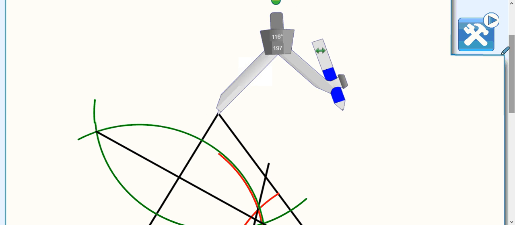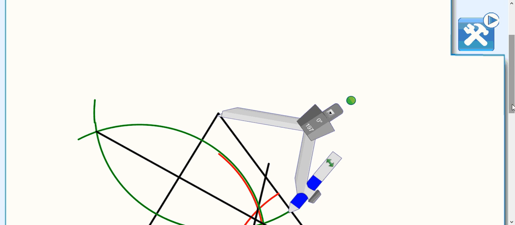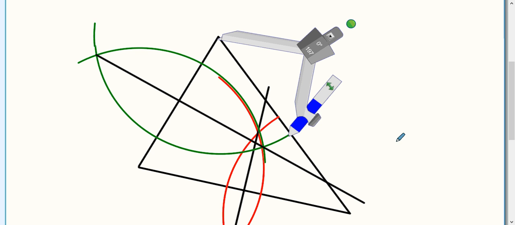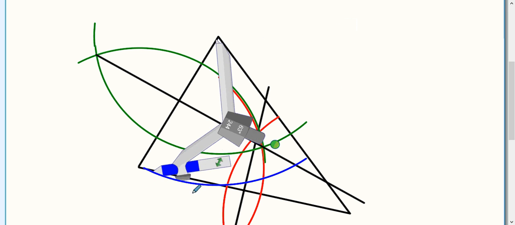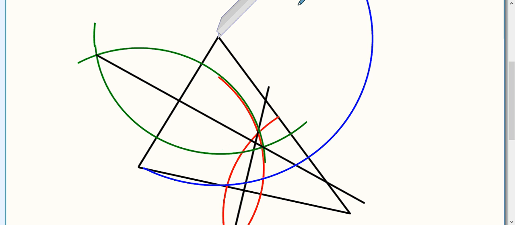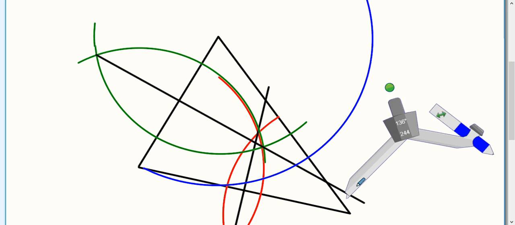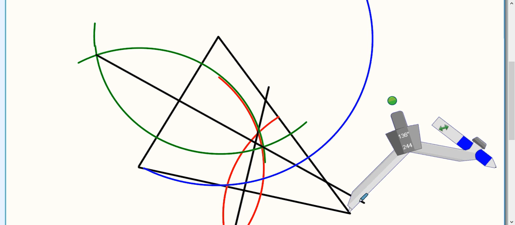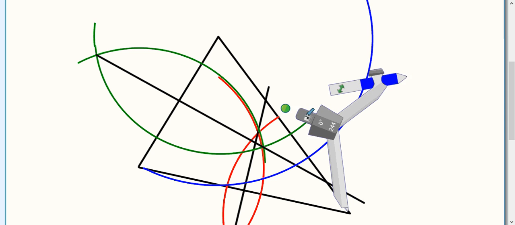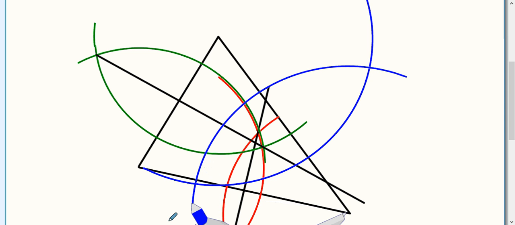I don't know if I need to stretch that further. I think that's okay. You can stretch it further if you're not sure. There's our third perpendicular bisector.